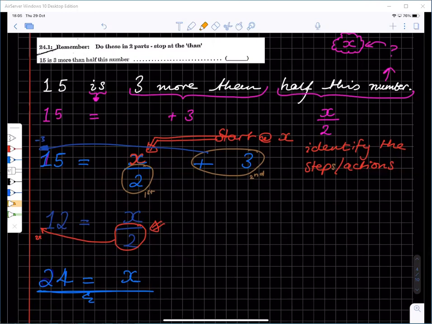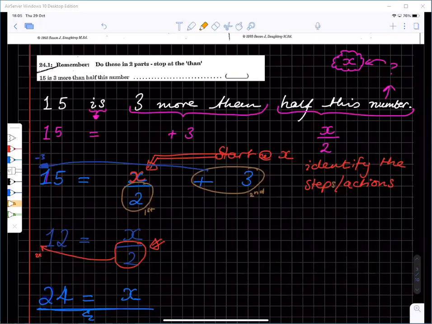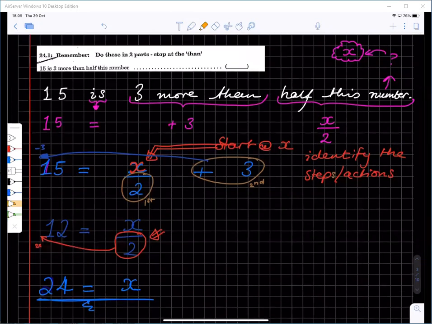Half this number. So what is the number? We don't know what the number is. So what do we call the number? X. So how do you half X? Divided by 2. Beautiful. So if you look at the next line, we've got 15 equals plus 3, X over 2. That's written raw. So to make it look more beautiful, we put it into the blue ink.